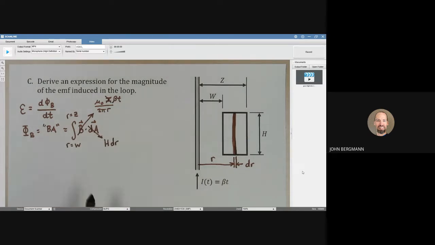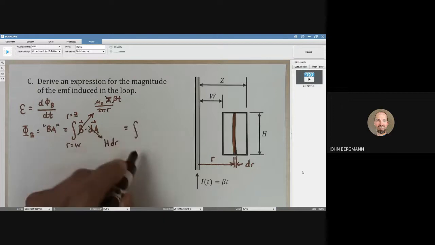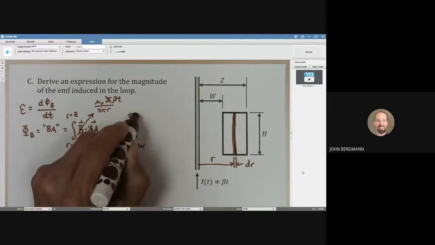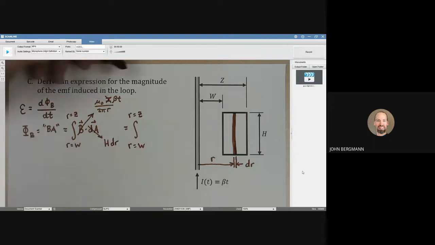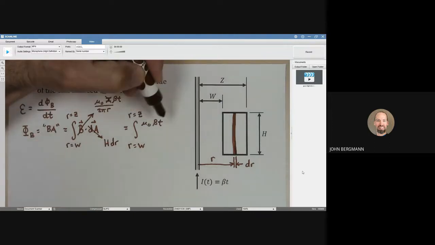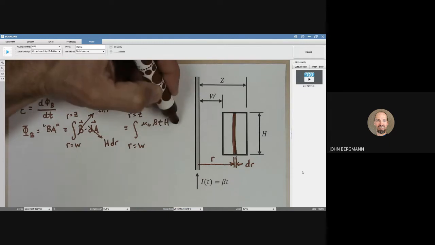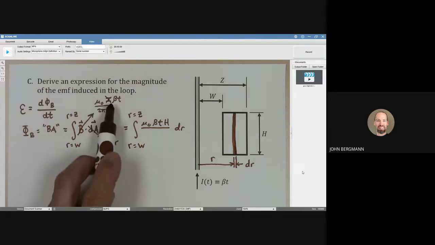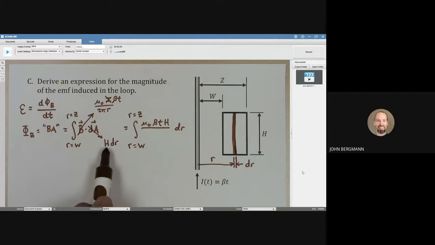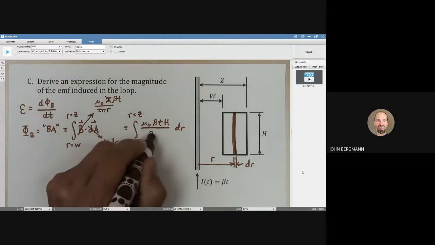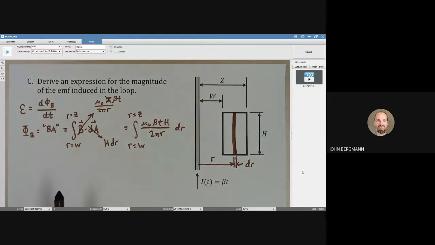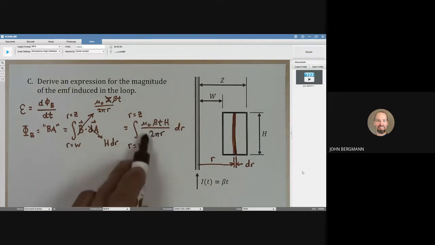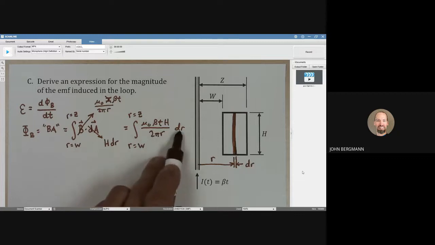Now if we combine all of that, what does that give us? Let's rewrite the integral. R goes from w up to z, and we have mu naught beta t h and dr in the numerator, and then in the denominator we have 2 pi r. This t is a constant. So basically everything in this expression is a constant except we have dr over r to integrate. And when you integrate dr over r, you get the log of r.